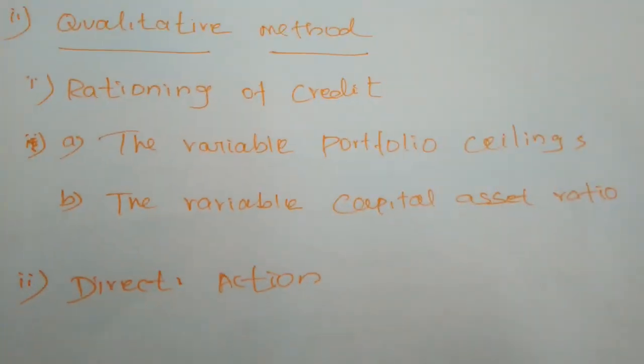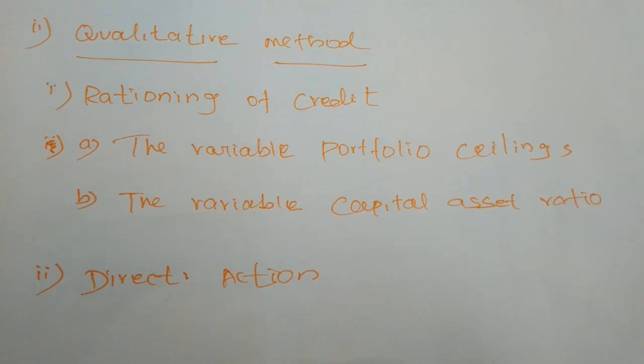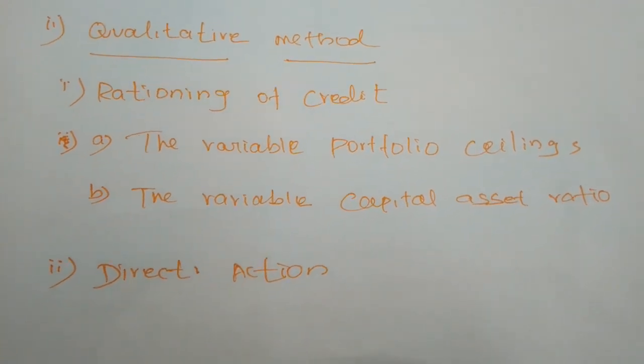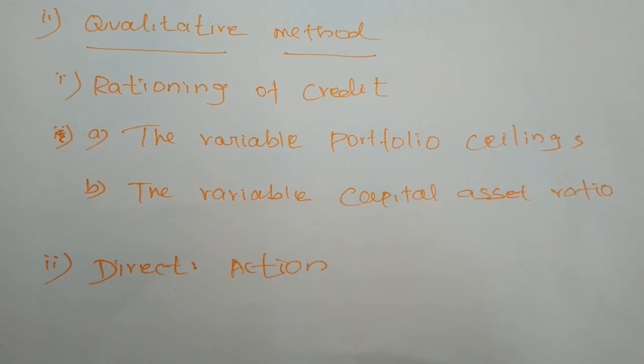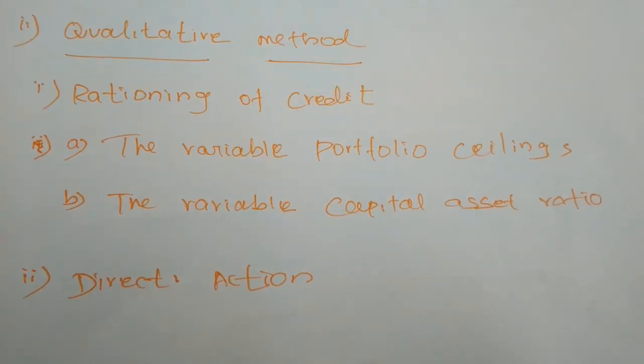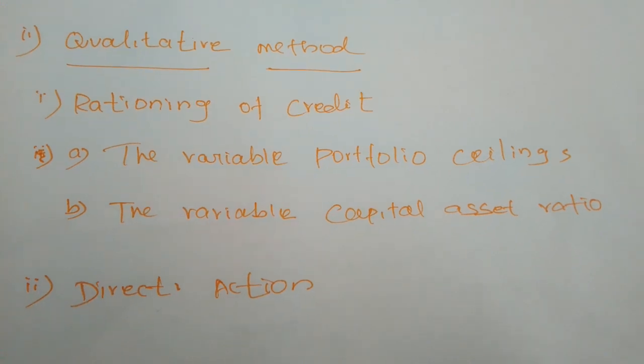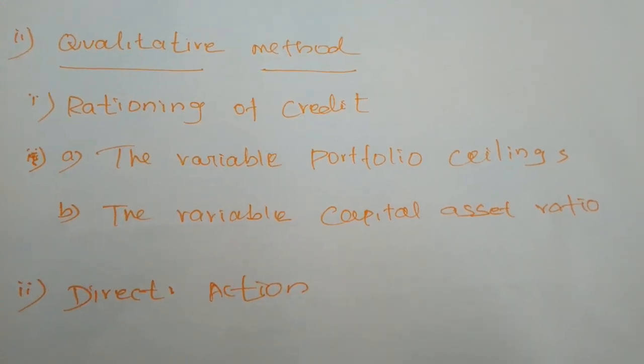So all the commercial banks must have a minimum capital assets ratio. So because of that also we can bring the control of credit.